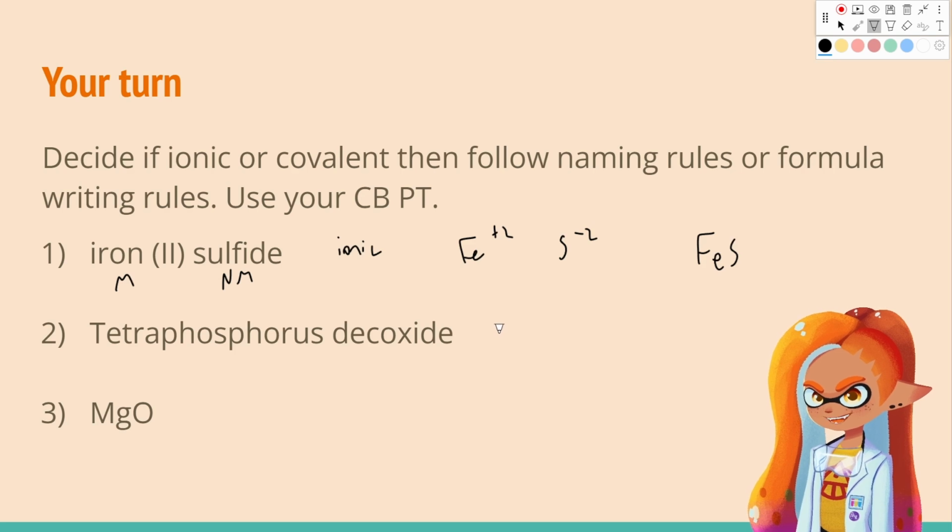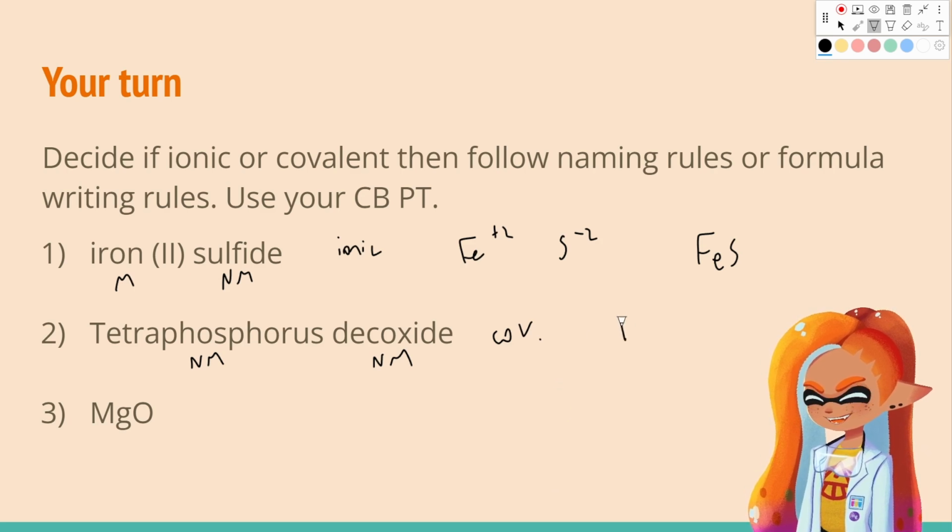Cool. All right, next one. So we have tetraphosphorus. We have a prefix with a nonmetal, so I'm going to go ahead and just write nonmetal. We have a prefix in an oxide. Oxide is a nonmetal because that's just oxygen. So therefore, this is going to be covalent. And so with covalent, you just look at the prefixes to know how many there are.